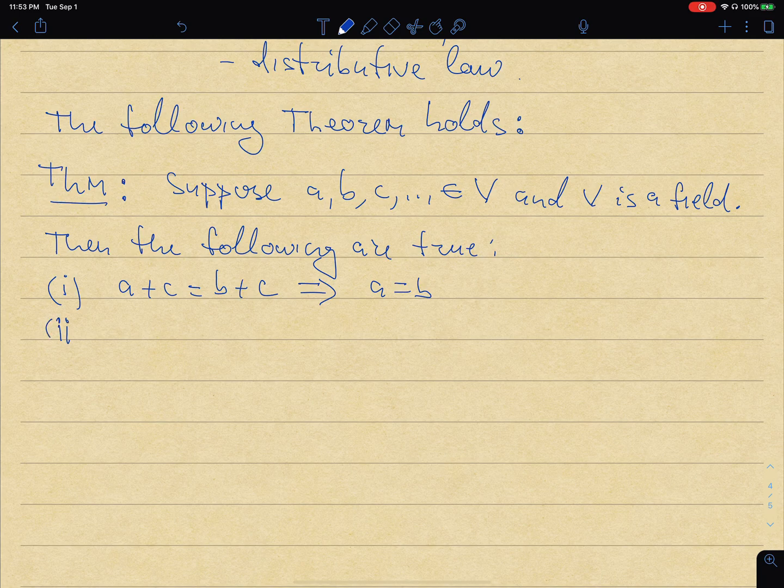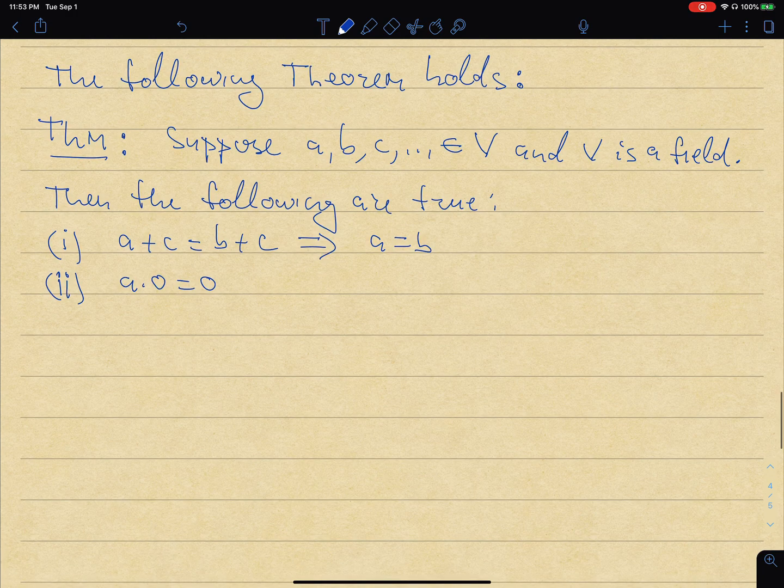Number 2, if I take A and I multiply it by 0, I should get 0 for any A, right? Again, this is not listed in my properties. I only know how to multiply A by 1 and how to add 0 to A, but I have not told you what to do with A times 0. Okay, number 3, if we take minus A and we multiply B by it, this is the same thing as minus AB.